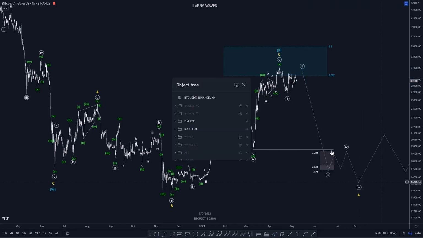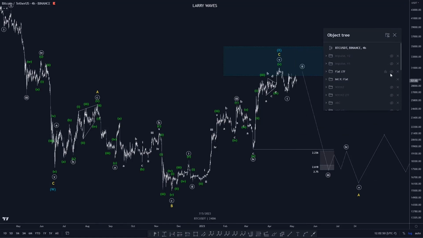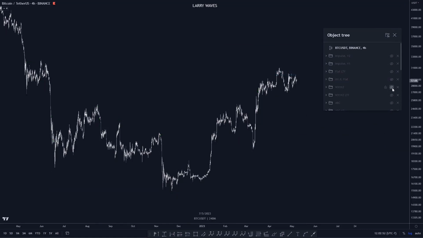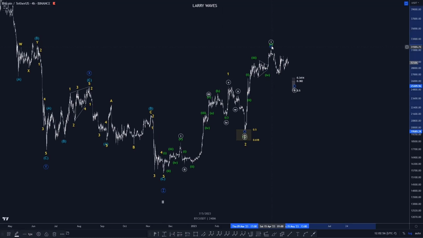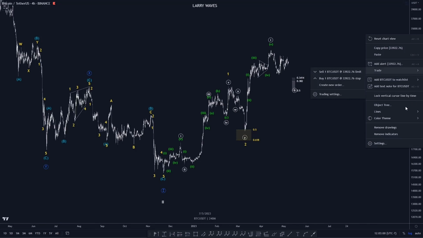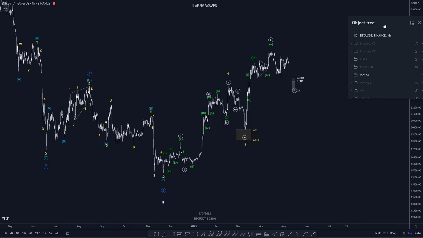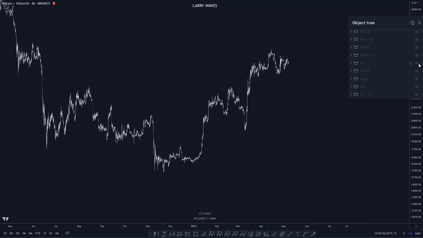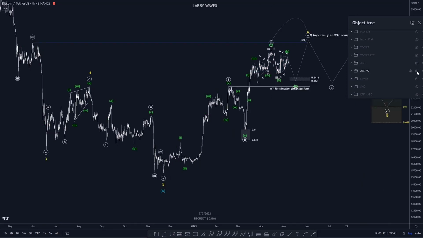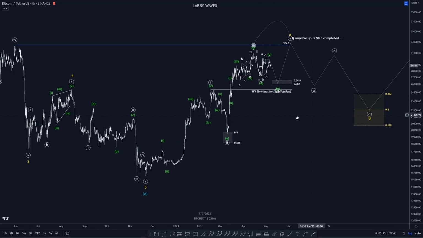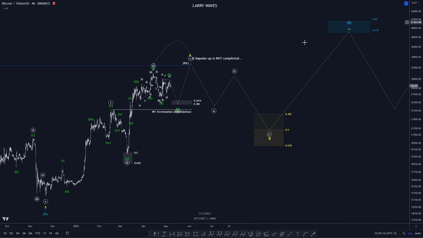But the other counts that we're monitoring, just to review, is a potential 1-2-1-2, where we're impulsing off the low. We'll take a look at this in a shorter time frame shortly. The next one that we're looking at is an ABC where the B wave is already in. And the last one we've been monitoring is the ABC where the B wave is not in yet.